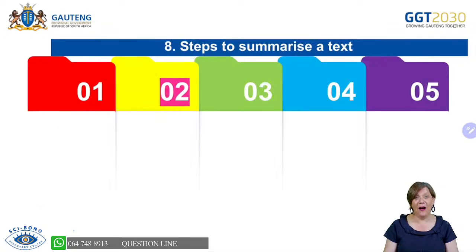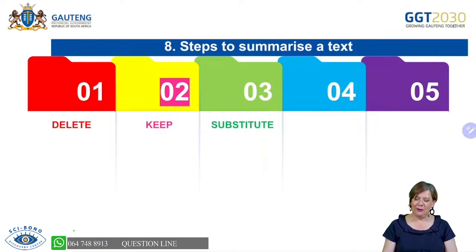So there are 5 steps to summarizing a text, and I'm sure you know it, but let's run through them once again. The first one is to delete. So what you're going to delete, we'll see just now. Second step, keep. Delete, keep. On step number 3, you're going to substitute. And step number 4, you're going to list. And step number 5 is to write. Sounds easy, doesn't it?